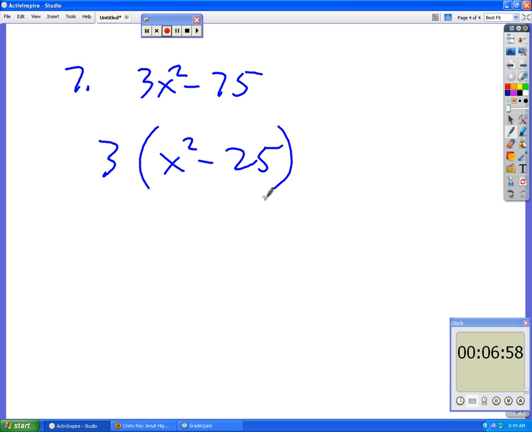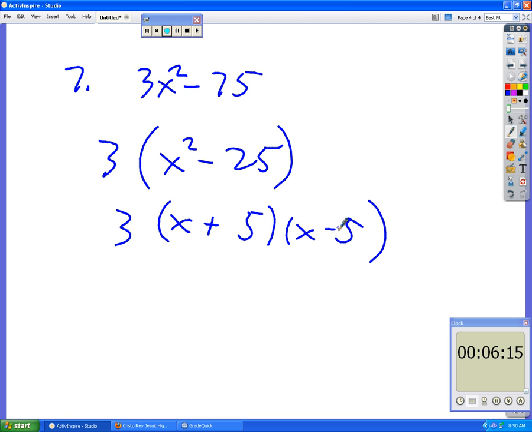Now, is this the difference of 2 perfect squares? Yes, they're both perfect squares with a minus in between. Anytime you have the difference of 2 perfect squares, you put 2 parentheses, keep the 3. And how do you get x squared? X and x. How do you get 25? 5 and 5. And how do you get a minus? Plus and minus. And in here, we couldn't care less which one goes first and second.